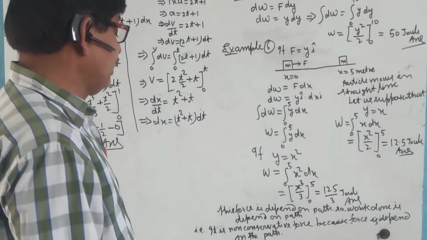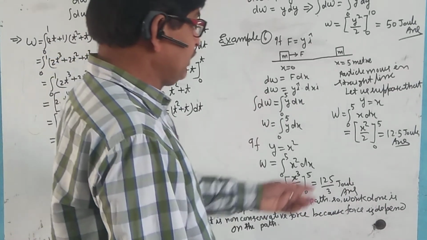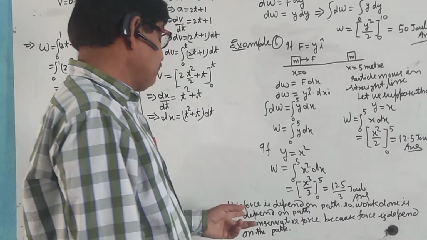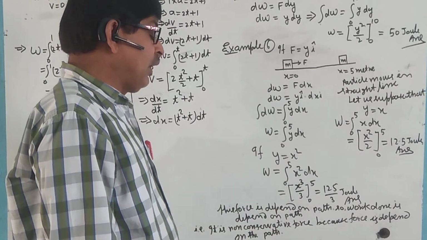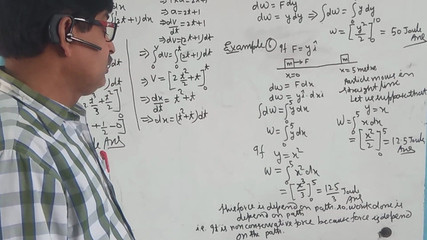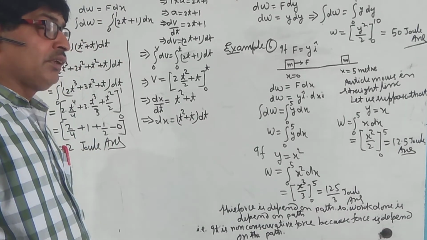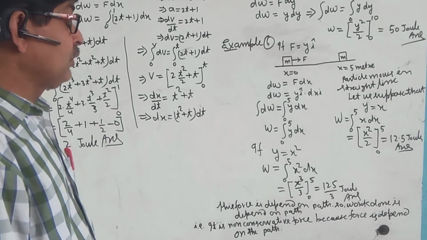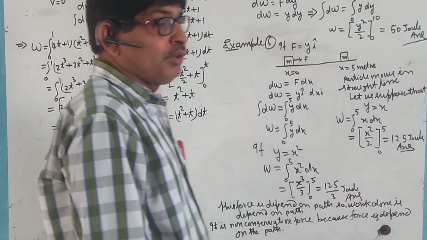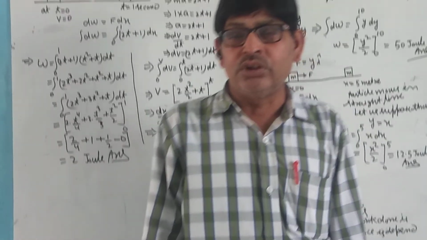This is our answer. This force depends on the path. Here we see that we took y equal to x square, so this force depends on the path, so work done depends on the path. It means that it is a non-conservative force, because the work depends on the path. Now we will study conservative and non-conservative forces in the next video.